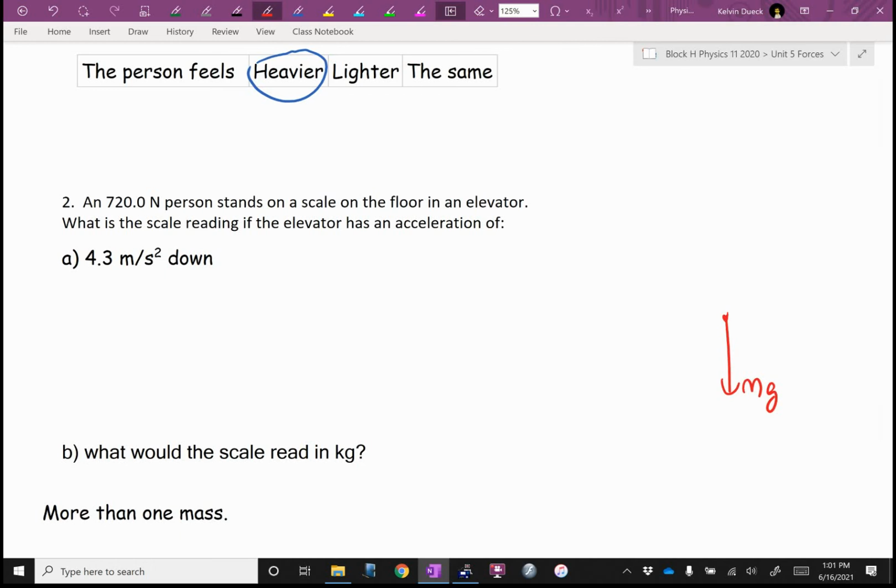So I would have noticed that ahead of time, and so I probably would have made my mg bigger on purpose and my normal force smaller. So it, again, catches my eye. What's my equation? What are they asking me to find? A or Fn? Well, they're asking me to find the scale reading. So what are they asking me to find?